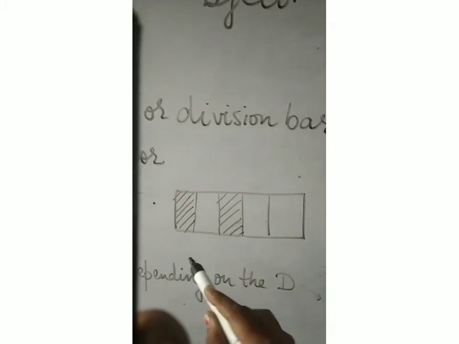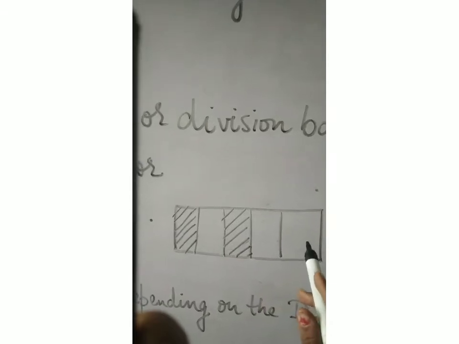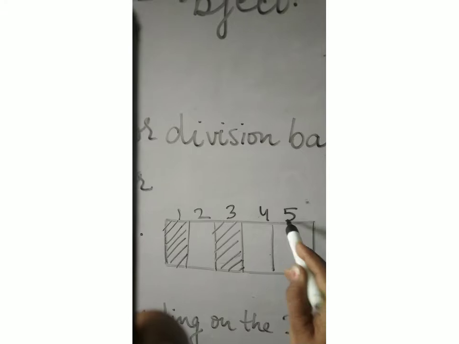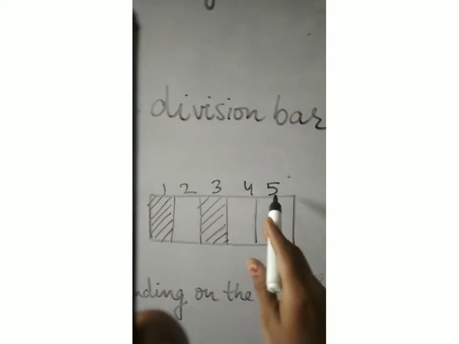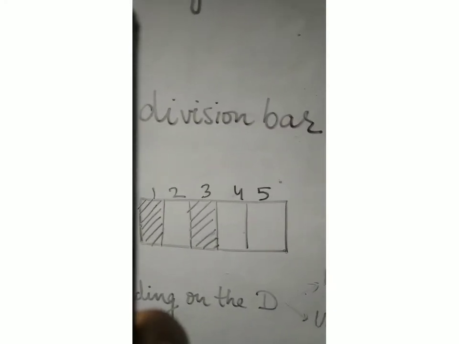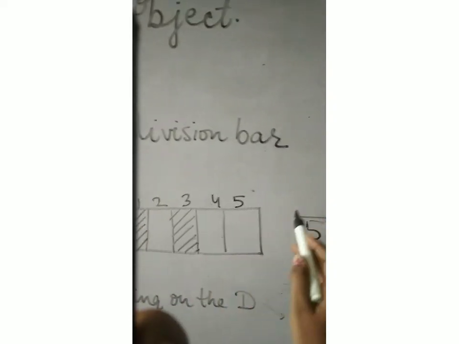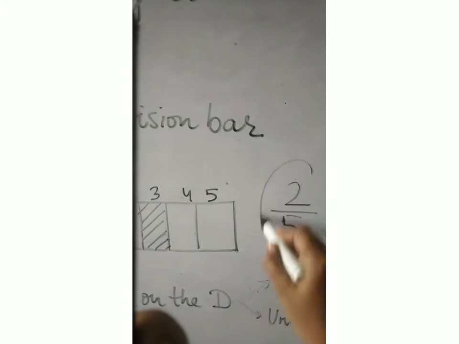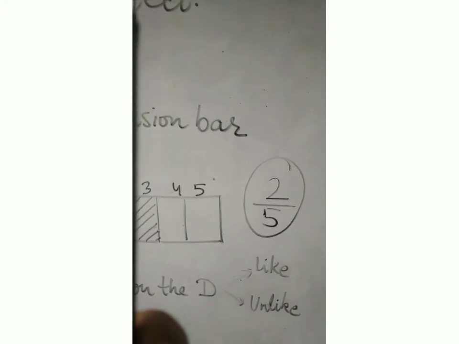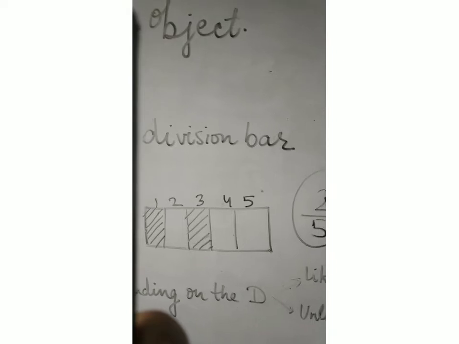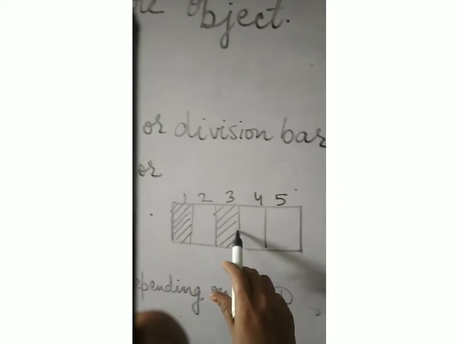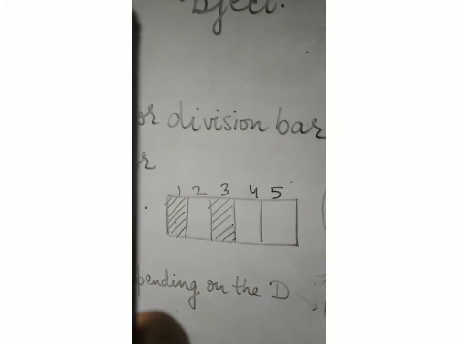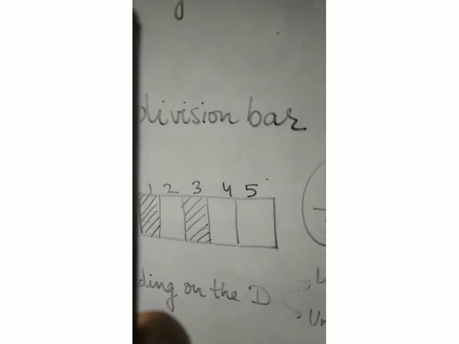Like in this example, you can see in this rectangle 1, 2, 3, 4, 5 equal parts are there. Out of these 5 parts, 2 parts are shaded. So I can write 2 parts are shaded out of 5 parts. So this is a fractional number where the 2 is denoting 2 equally shaded parts and 5 is denoting the equal number of parts in which the shape is divided.